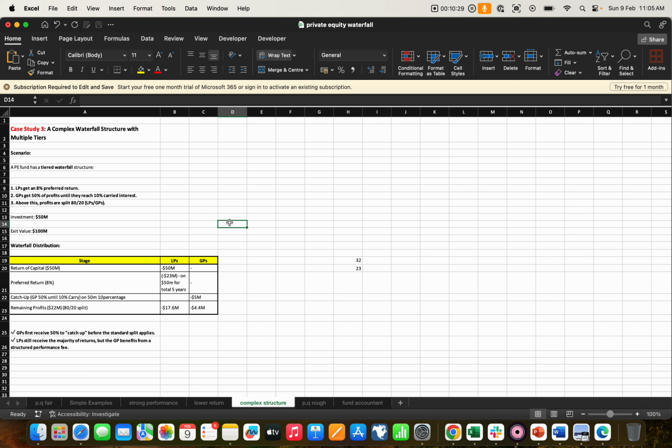Okay, so we have already done this. The LP gets preferred interest, the GP gets 50% of profit until there is 10% carry. Sometimes terms and conditions will be added, so this condition is very complex to calculate. So how have we designed this, and how can we make it easier? Above this is the profit. So this is decided: investment is this, exit is this. So here the 50 million is the profit, because the investment is 50 million and the exit is 100 million.